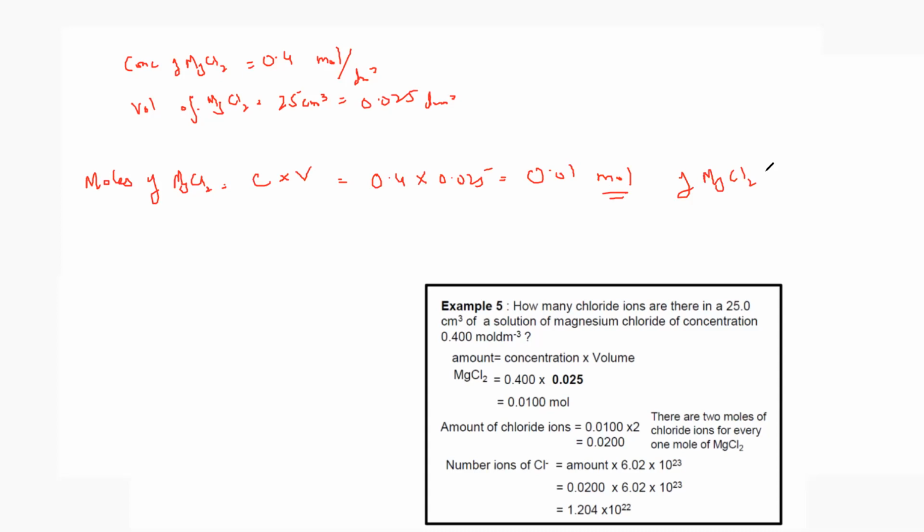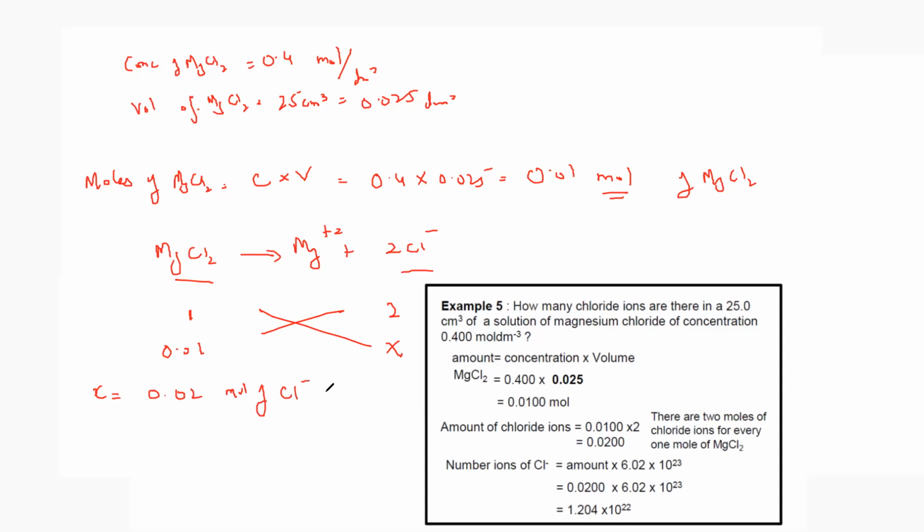They're asking for the total number of chloride ions. So to get that, we should know how many chloride ions are there. We have magnesium chloride. When it dissociates, it will dissociate into a magnesium ion and two chloride ions. So what is the ratio of magnesium chloride to chloride ion? It is 1:2. One mole of magnesium chloride gives two chloride ions. So if we have 0.01 moles of magnesium chloride, how many chloride ions will be there? X. We cross multiply. This will give us the moles of chloride ion, 0.02 moles of chloride ion.